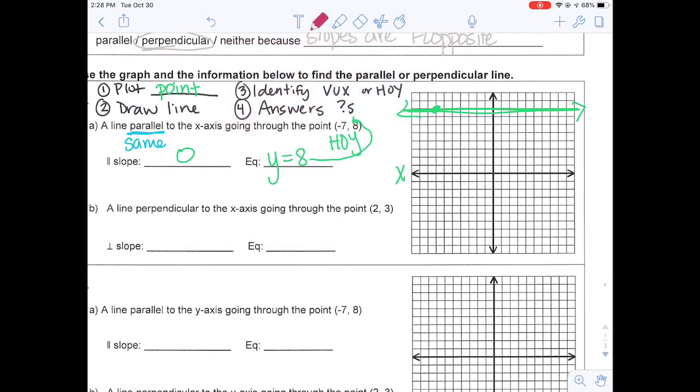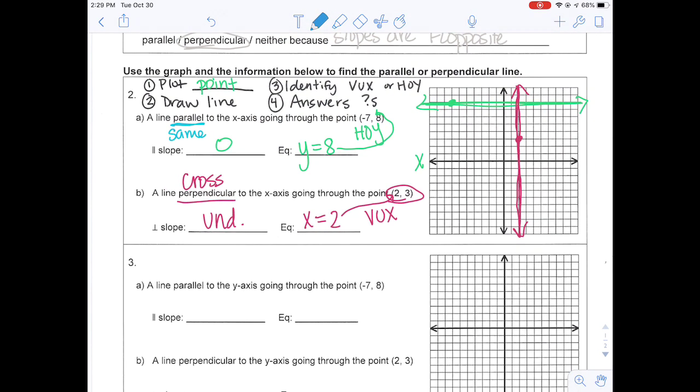So I plotted the point, I drew the line, I identified if it was a Vux or a Hoy, and I answered the questions. So part 2, perpendicular to the x-axis that goes through this point. So I'm going to plot the point 2, 3. I'm going to draw my line. Perpendicular to the x means it crosses through x. So that x-axis, this time I'm going to cut through it. So I'm cutting through the x-axis. So this is a Vux. It's a vertical line that goes up and down. My slope, the u in Vux, is undefined. And my equation, the x in Vux, tells me it's going to be x equals the x from my point.